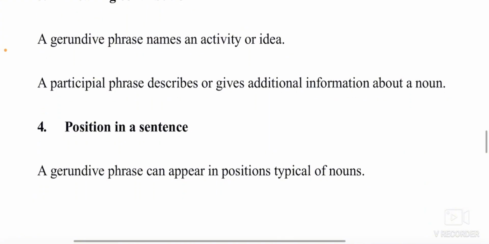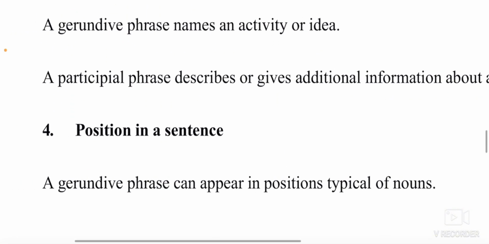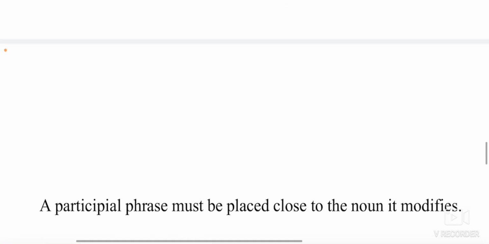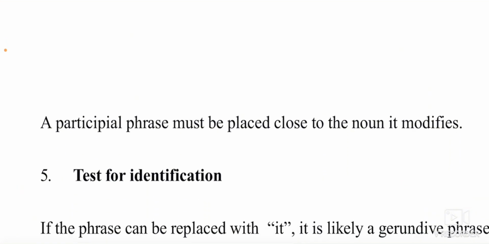Another one is position in the sentence. A gerundive phrase can appear in a position typical of nouns. That is, any place that a noun can function or can appear is the same place that a gerundive phrase can appear, because it functions typically like a noun. However, a participial phrase must be placed close to the noun it modifies to avoid ambiguity, because it gives additional information about a noun, so it must be placed close to the noun that it talks about.